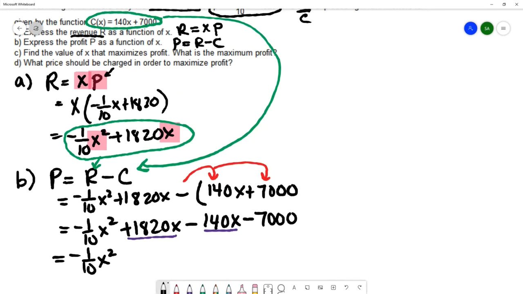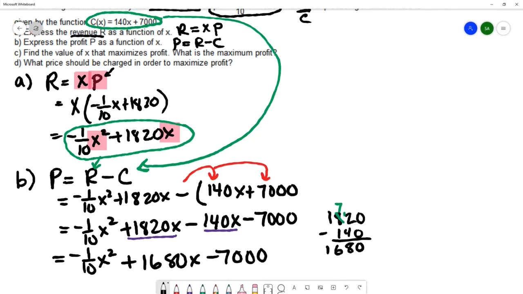And let me do that math. 1,820 minus 140, so I need to borrow. Borrow from here. 12 minus 4 would be 8. 7 minus 1 is 6. Okay, so we have plus 1,680x minus 7,000. So now we've answered part B, which was to find the profit as a function of x. Once again, that means that the only variable is x in the profit function.